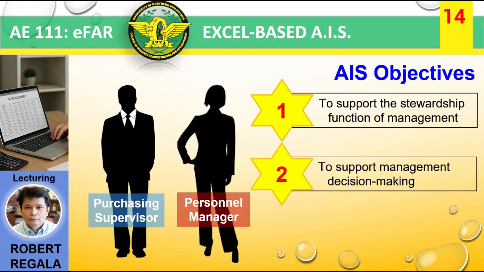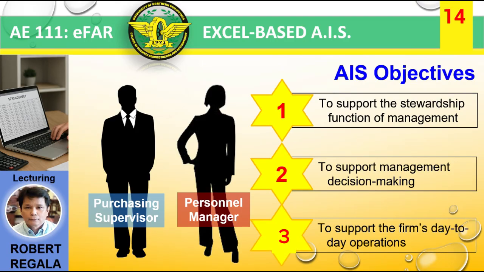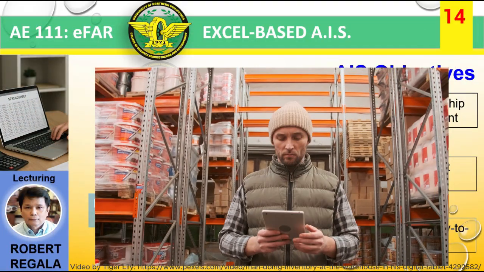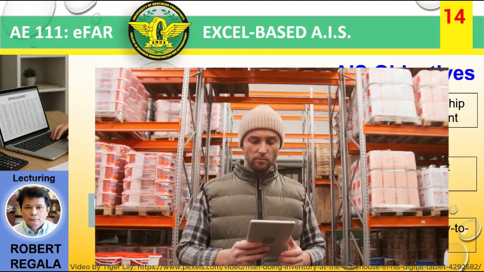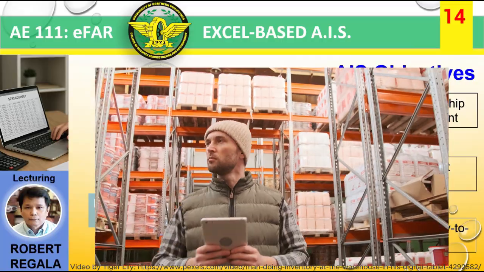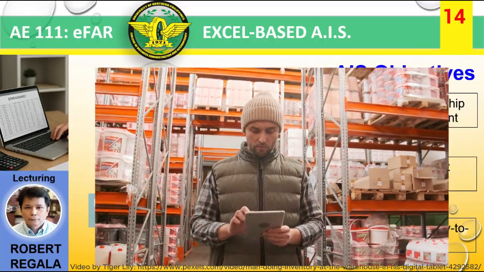2. To support management decision-making. The information system supplies managers with the information they need to carry out their decision-making responsibilities. 3. To support the firm's day-to-day operations. The information system provides information to operations personnel to assist them in the efficient and effective discharge of their daily tasks.